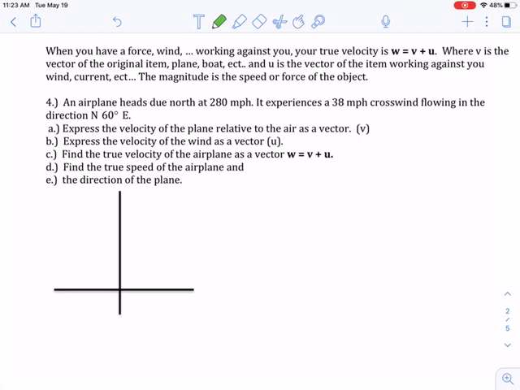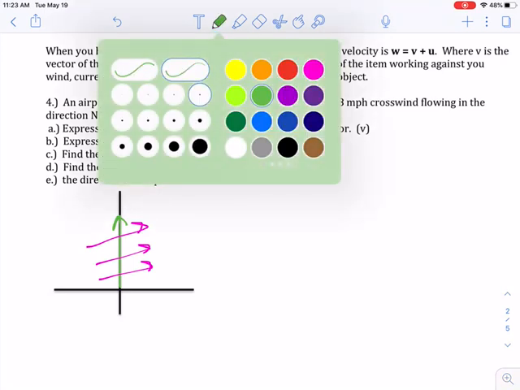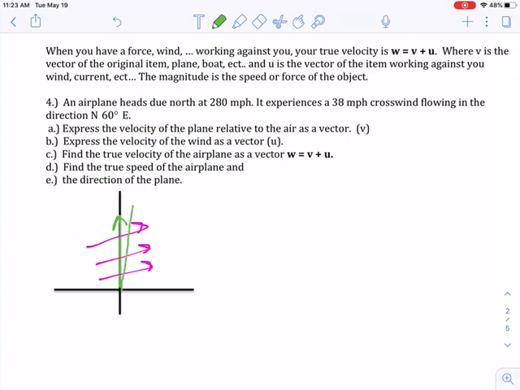On the back side of our notes today, we want to take a look at what happens when we have a plane or a boat and some sort of force working against it. For example, question number 4 has an airplane that's heading due north. If I have my airplane going north and there's some wind blowing against it in the direction northeast 60 degrees, it's going to throw it off course a little bit. It's now going to be going slightly to the right, and it's probably going to have to travel faster than its original speed in order to maintain that speed if it has a wind against it.